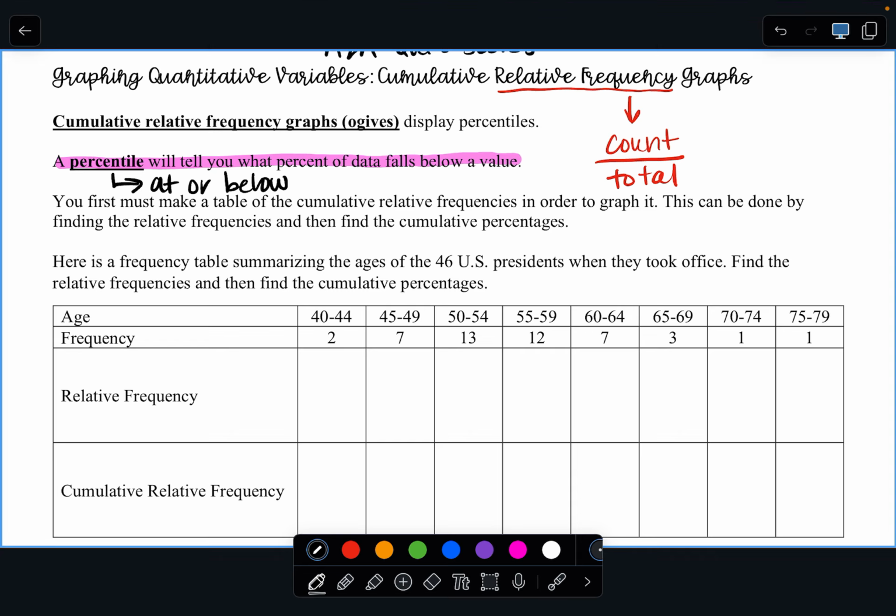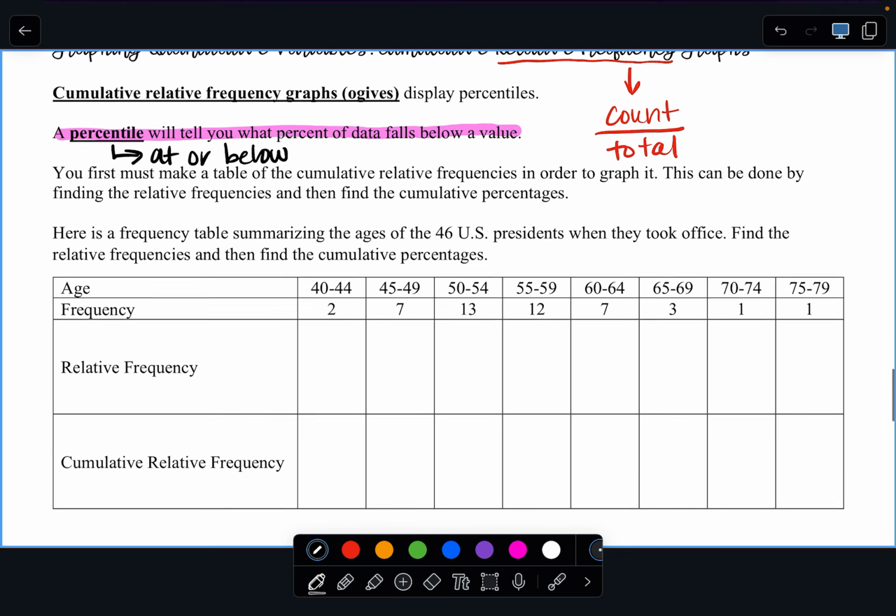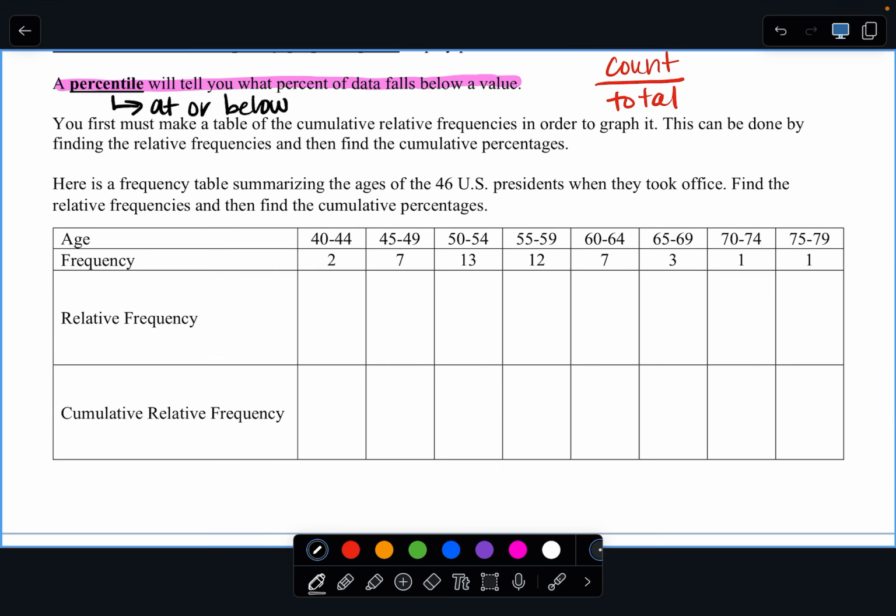Okay, so anytime you see a percentile, it's always at or below. So when I go in and I say, we have data for the 46 US presidents and when they took office, we have the frequencies. So they went in and counted how many presidents fell between these intervals, so these bins almost. And in order to get the relative frequency, I'm going to take each value, and because they did a sample of 46, I'm dividing it by 46. So I did the algebra, plugged it into my calculator.